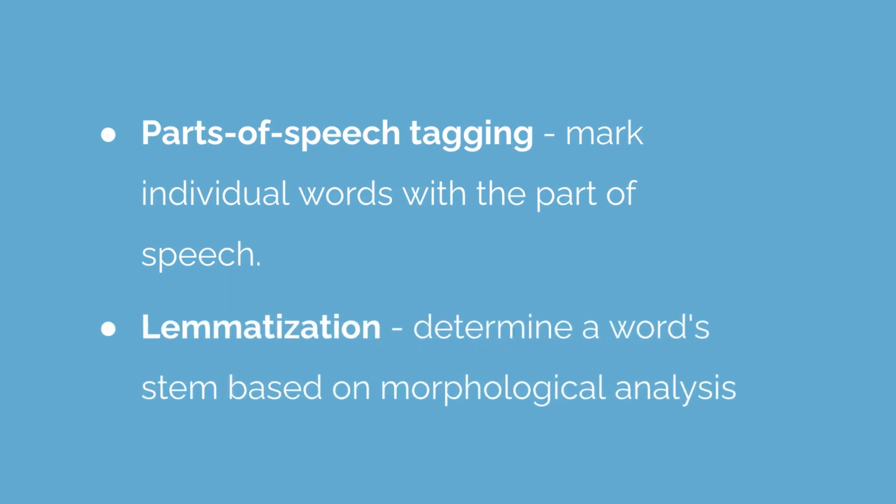You can also lemmatize words, so determine a word's stem based on its morphological analysis. For example, the stem of running is run. And there's so much more. These are just a few examples of what natural language processing can do. The power is quite impressive.